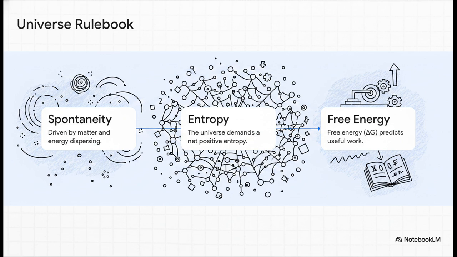We've journeyed from the macroscopic illusion of speed, down to the probability of microstates, out to the universal ledger of the second law, and finally to the practical predictive power of free energy. Spontaneity isn't magic, and it sure isn't speed. It's just the cold, hard mathematical probability of matter and energy naturally seeking their most dispersed state.